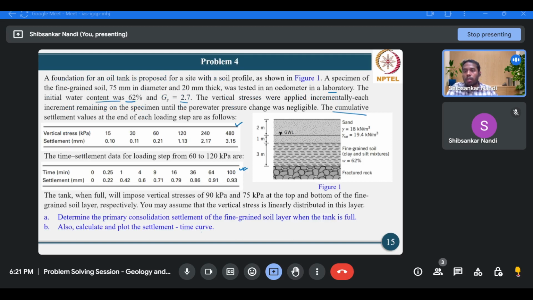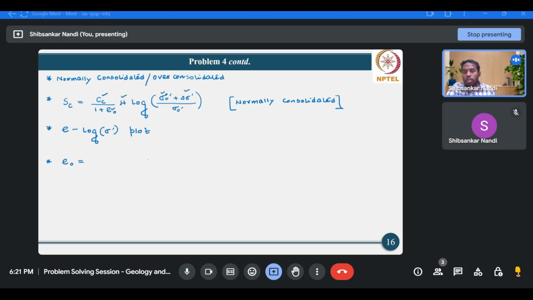Rather, the initial water content and the specific gravity of soil solids are given in this problem. So from these two data, we can calculate. We know that Se equals wGs. Now this value should be 1 for a fully saturated soil sample. So your e0 value would be w times Gs. Now your w is 62% and Gs value is 2.7. So 0.62 multiplied by 2.7, 1.67, sorry. So this is the initial void ratio.